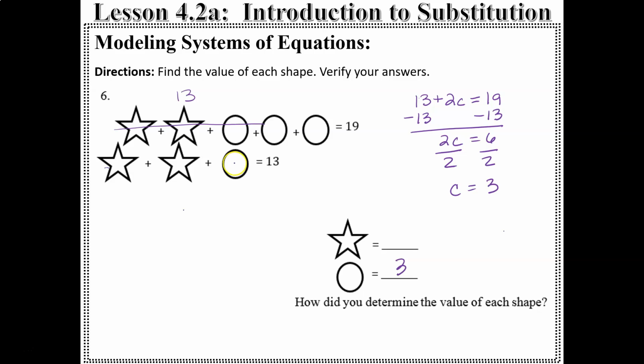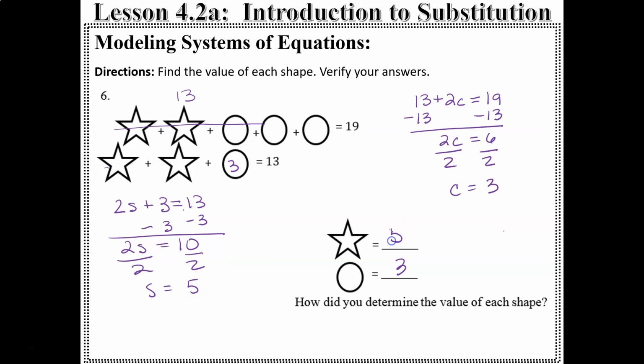So let's go to this equation. I have 2 stars plus 3 equals 13. I'm going to subtract 3 from each side. So I have 2 stars equals 10. I'm going to divide by 2. So the star is 5.